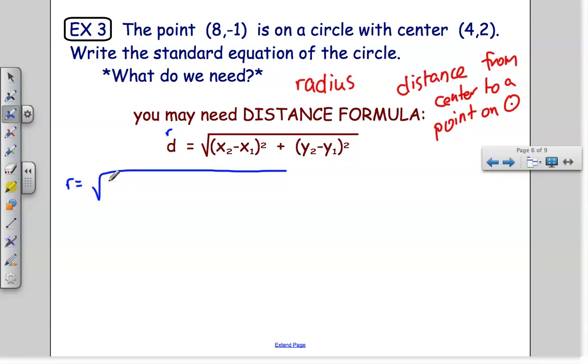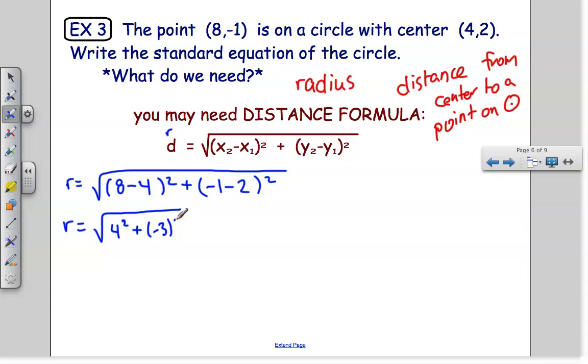Big square root. First subtract the x's. 4 and 8 are the x's. You can subtract in any order here, I'm going to do 8 minus 4 squared. Plus, and now I subtract the y's and square those. The y's are -1 and 2. -1 minus 2. Remember to subtract and square that. Square root of 8 minus 4 is just 4 squared. Plus -1 minus 2 is -3 squared.